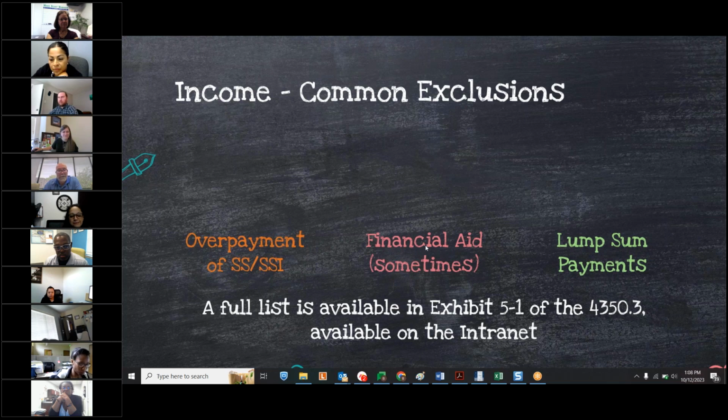And then lastly, lump sum payments. If you're injured and you receive 30,000, that's not income. It's just a matter of what you did with the money, in which case it may be an asset. And again, the full list of inclusions and exclusions is Exhibit 5-1 of the 4350. It's on the intranet.